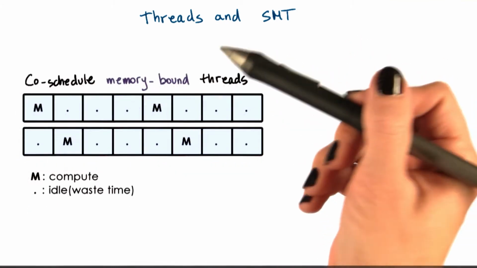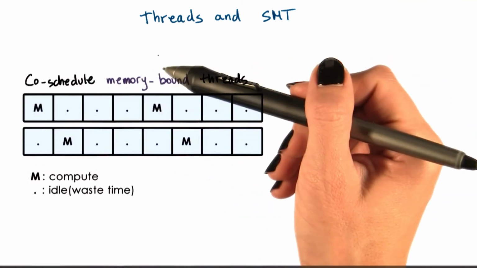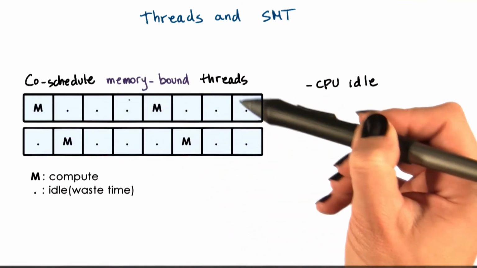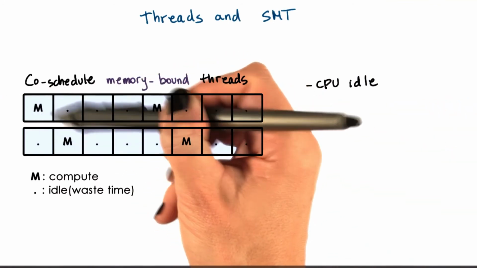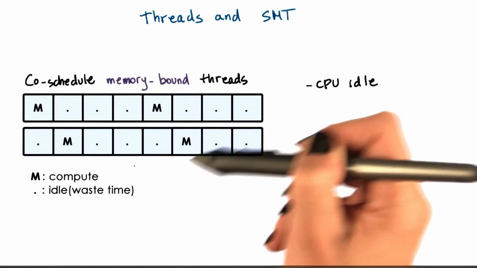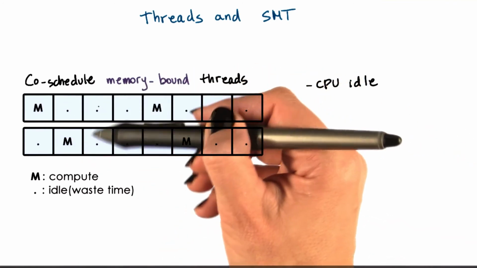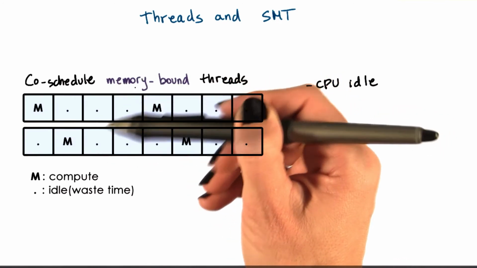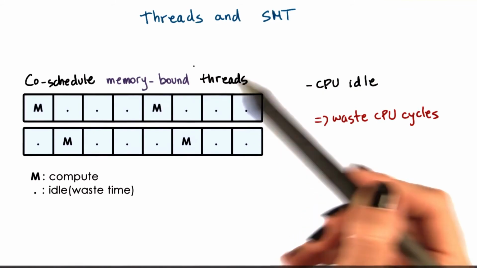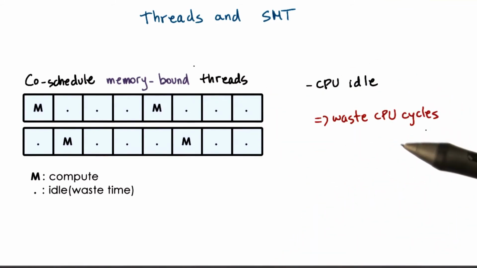Well, another option is to co-schedule 2 memory-bound threads. In this case, we see, however, that we end up with some idle cycles because both of the threads end up issuing a memory operation, and then they need to wait 4 cycles until it returns. Therefore, we have 2 of the cycles that are unused. So the strategy then to co-schedule memory-bound threads leads to wasted CPU cycles.